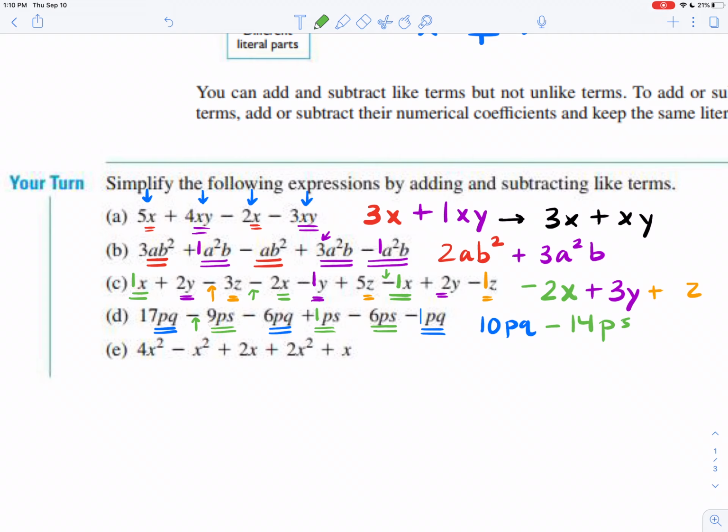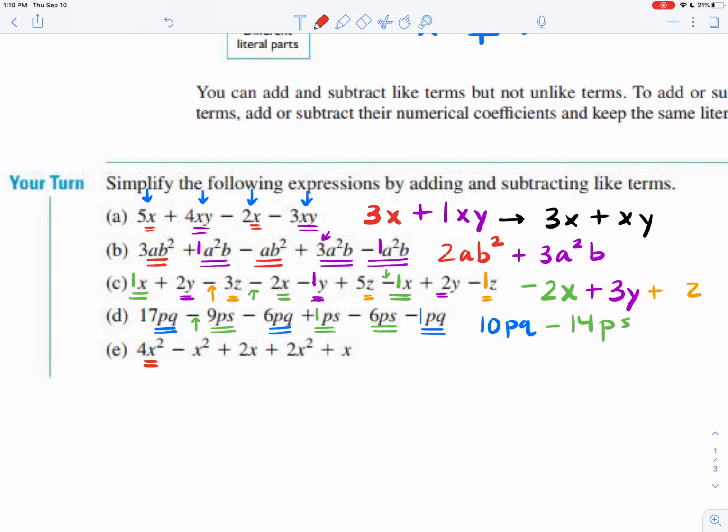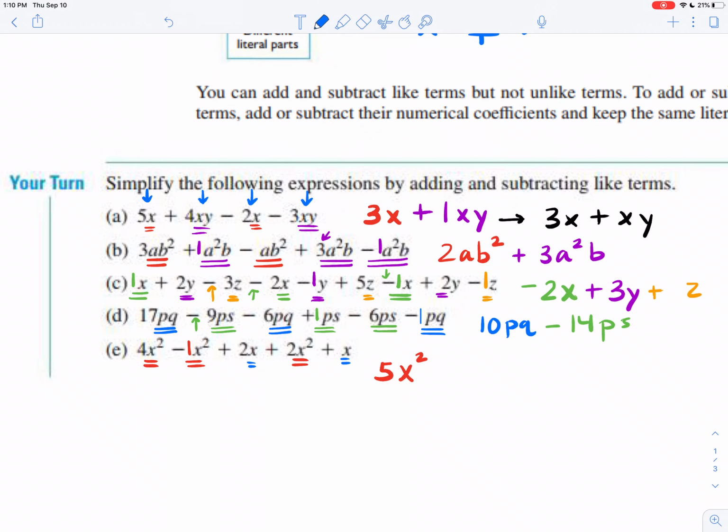All right, and then one more here. The first literal part that I see is x squared, right? So I'm looking for all the ones that have the exact same thing, x squared. I've got a 4 minus 1, right? So that's 3, plus 2. That gives me a 5 for the coefficient, and the literal part stays exactly the same. Then I see I've got an x term here and an x term here. That's positive 2 plus 1, technically, and so this is going to be a plus 3x.